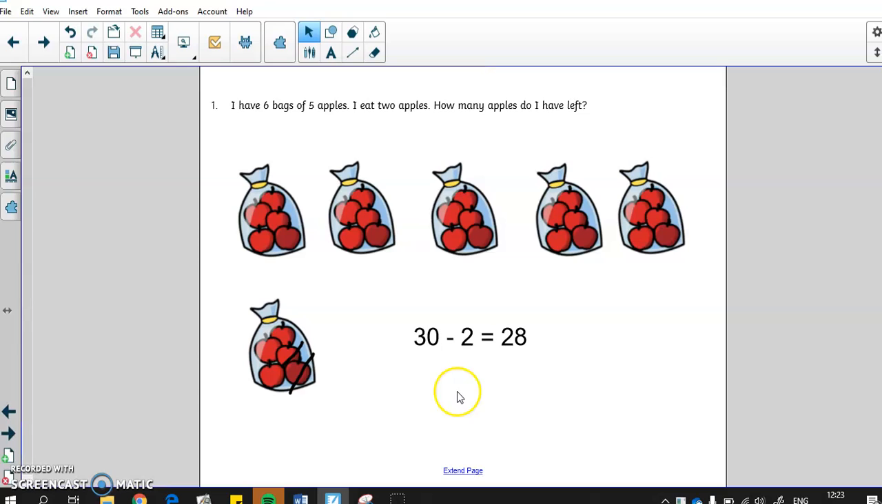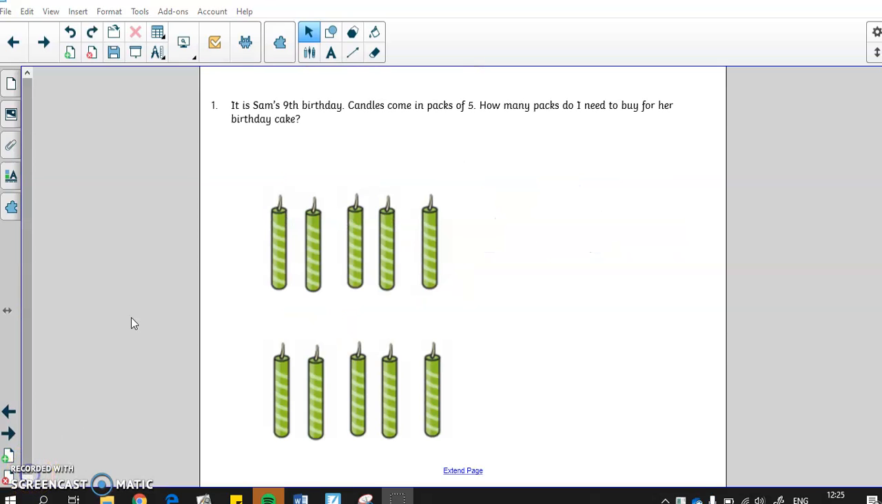If you were unsure, you could always go to ICT Games and you could use some of the resources we used earlier in the week, such as a tens frame. You type in tens frame ICT Games, it'll come up, or you could use the tens and ones blocks. I'll put some links into those on your home learning sheet in case they're useful. And here's our next problem.